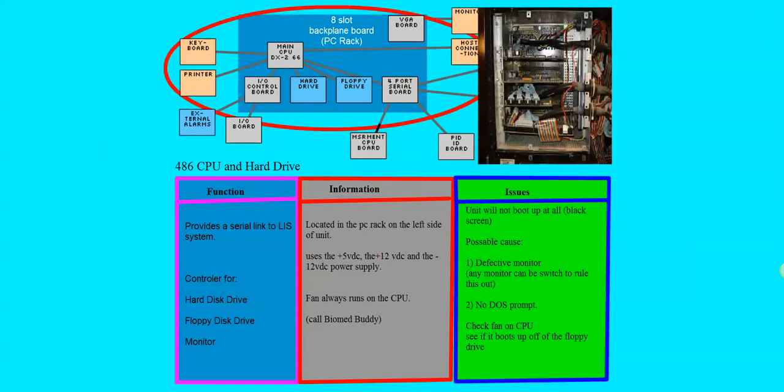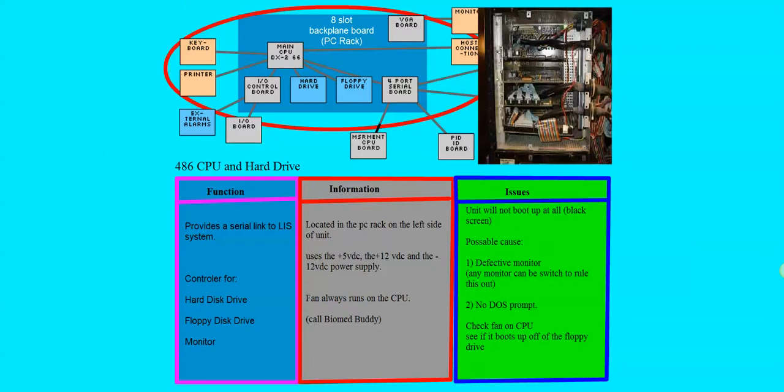Now on to the 486 PC board. Again, it uses the same power supplies, plus 5 volts, plus 12 volts, and negative 12 volts. Most of them have a controller for your VGA monitor. It also has a controller for the hard disk drive and the floppy disk drive. And it ensures a serial link for the host computer, your LIS system.